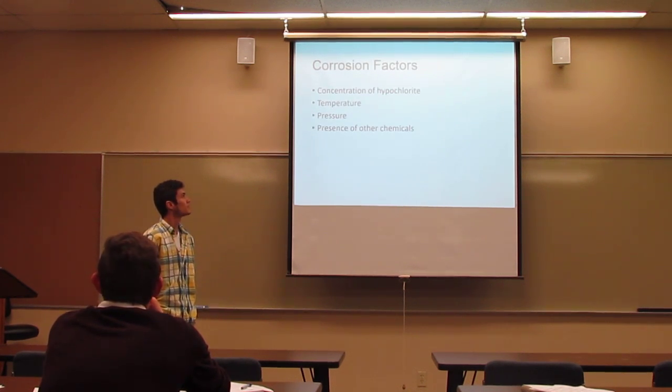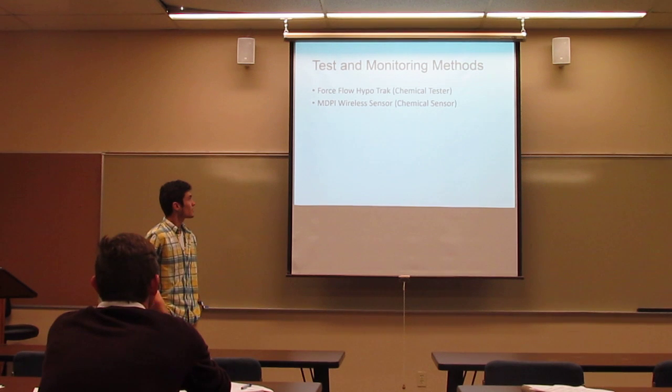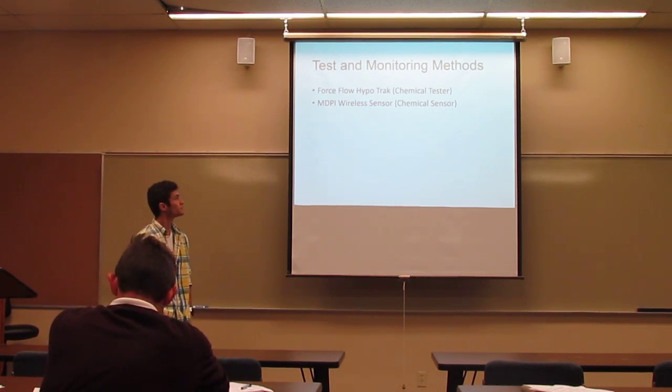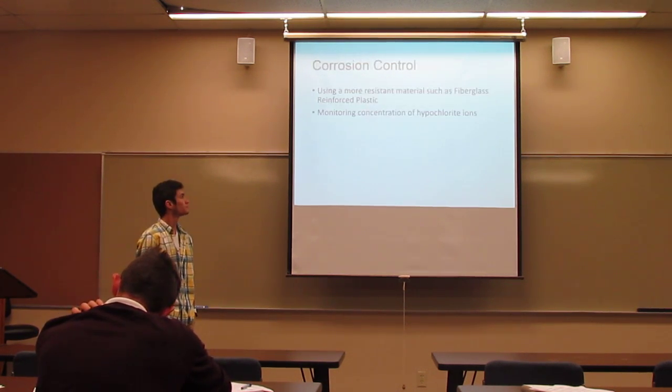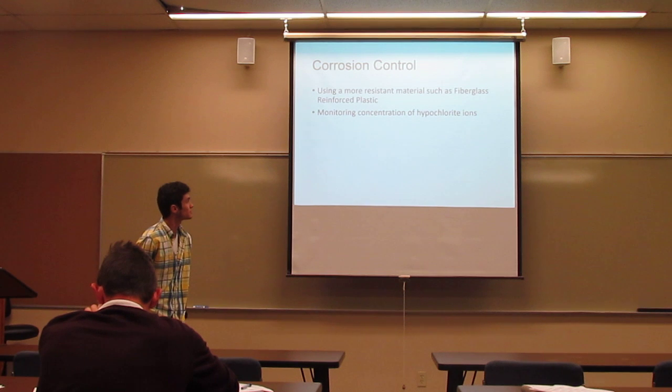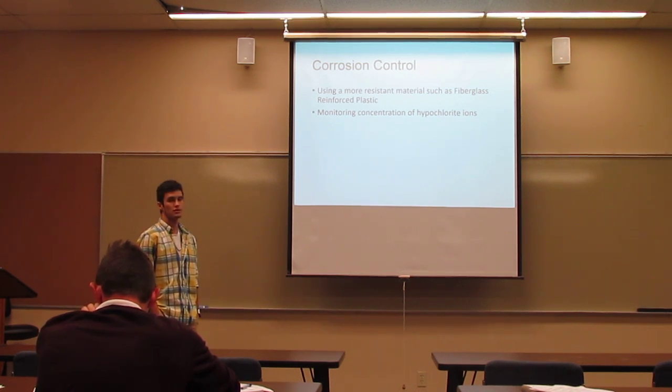Corrosion factors: concentration of hypochlorite, temperature, pressure, presence of other chemicals. Testing and monitoring methods: Force Flow hypotrack chemical tester, MDPI wireless sensor, chemical sensor. Corrosion control: using more resistant materials such as fiberglass reinforced plastic, monitoring concentration of hypochlorite ions.